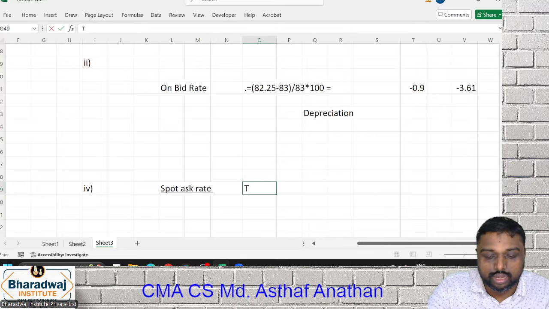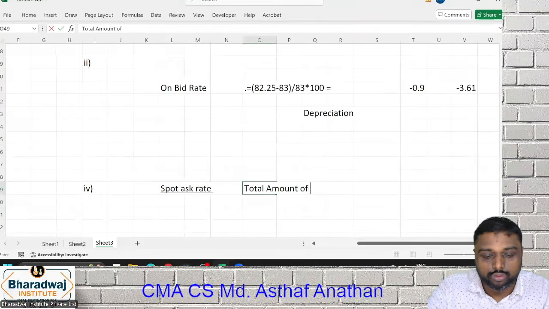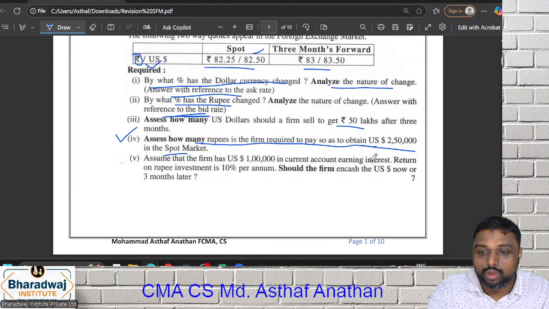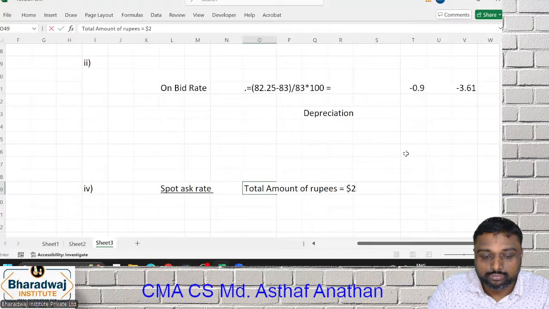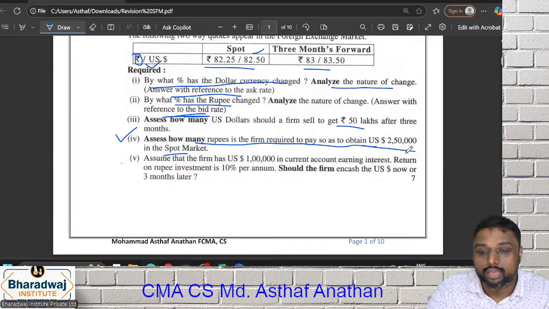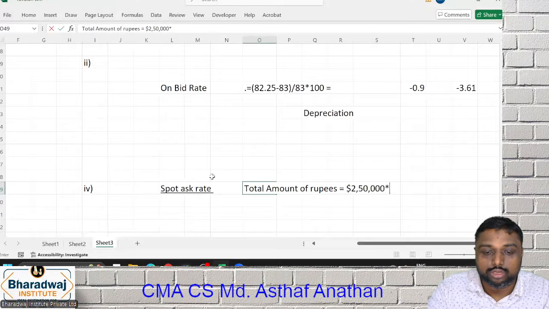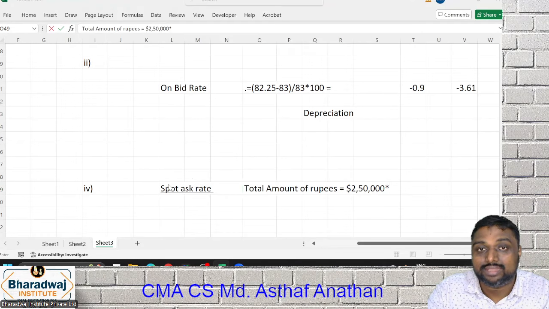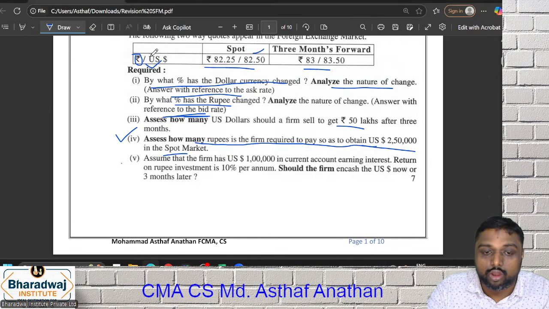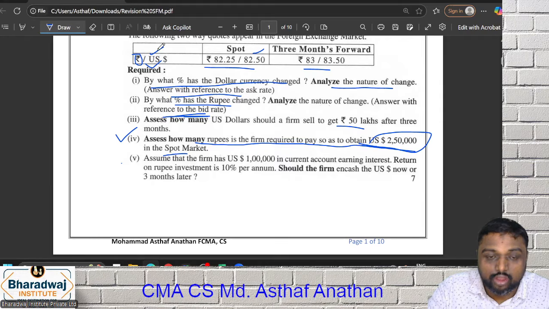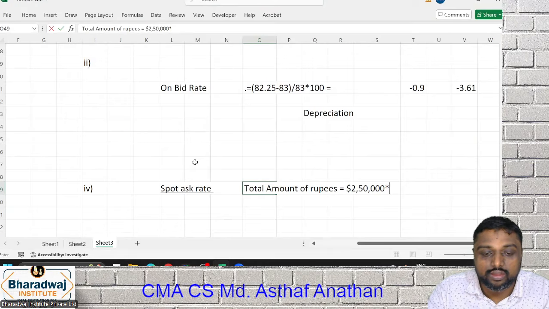So what is the total amount of rupees? You want how much dollar, friends? You want dollar 250 into the spot ask rate. Why ask rate? Because we want to buy, the bank is selling, and the rate at which the bank sells is called ask. Why spot? The dollar is the denominator. This is very important. The currency which is given here is the denominator, so direct way. That is why we read the ask rate.